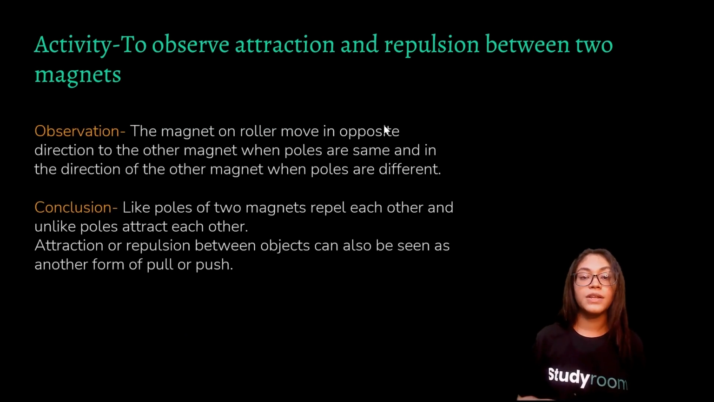We observe that the magnet on the rollers moves in the opposite direction to the other magnet when the poles are the same.